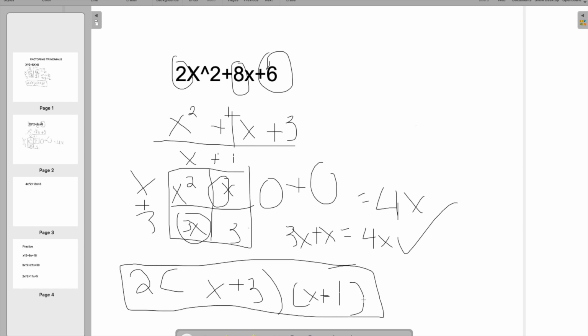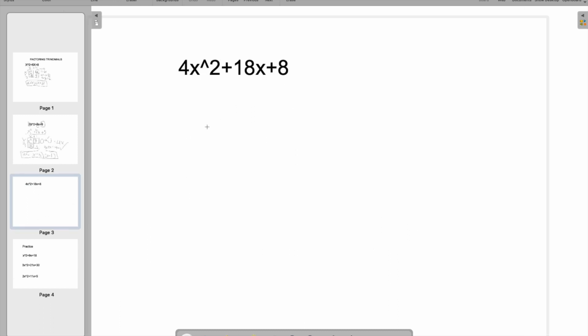That is our answer. This way is much easier. Okay, so this is our last question. And if you can see, not all the coefficients are divisible by 2. Or, yeah, they're divisible by 2. But let's list the factors of each number out.